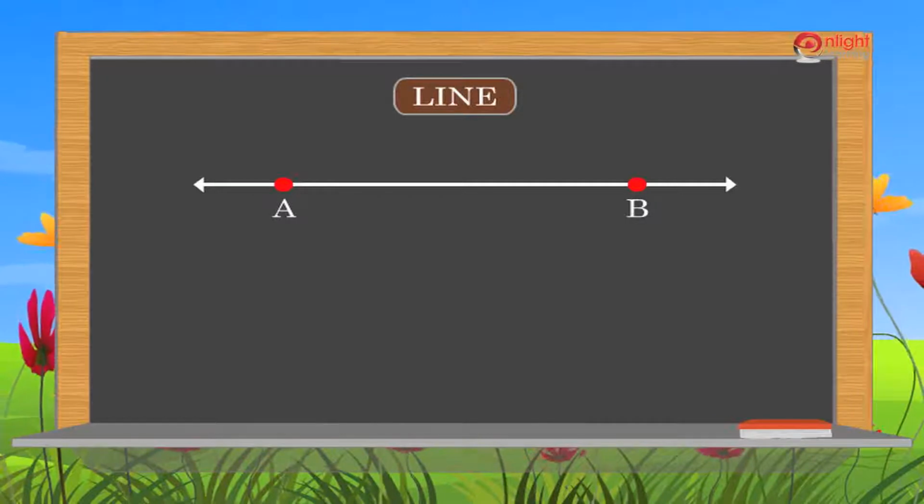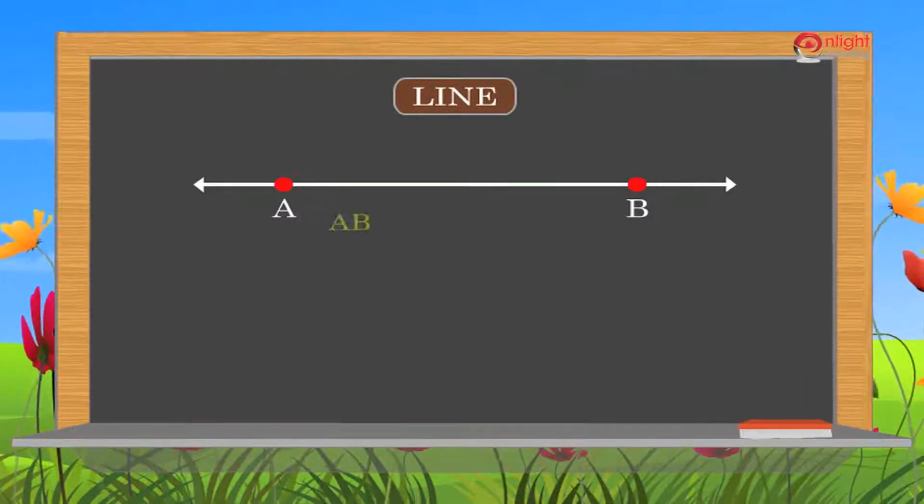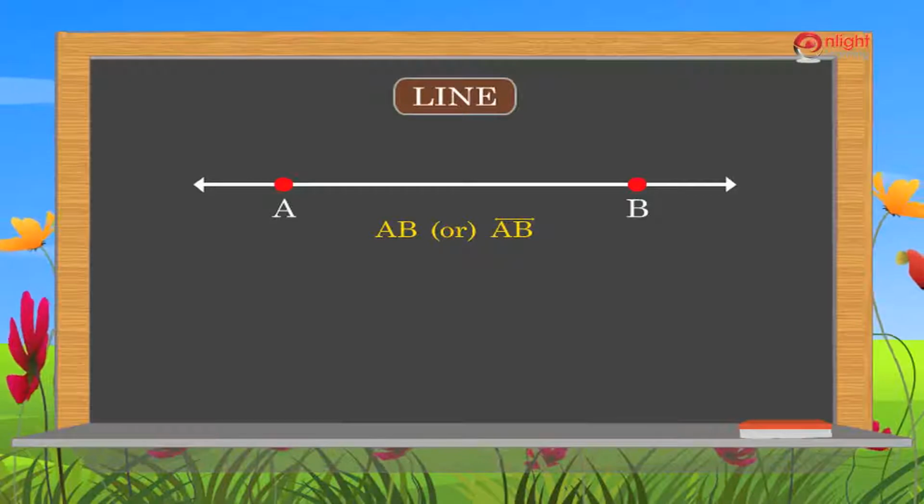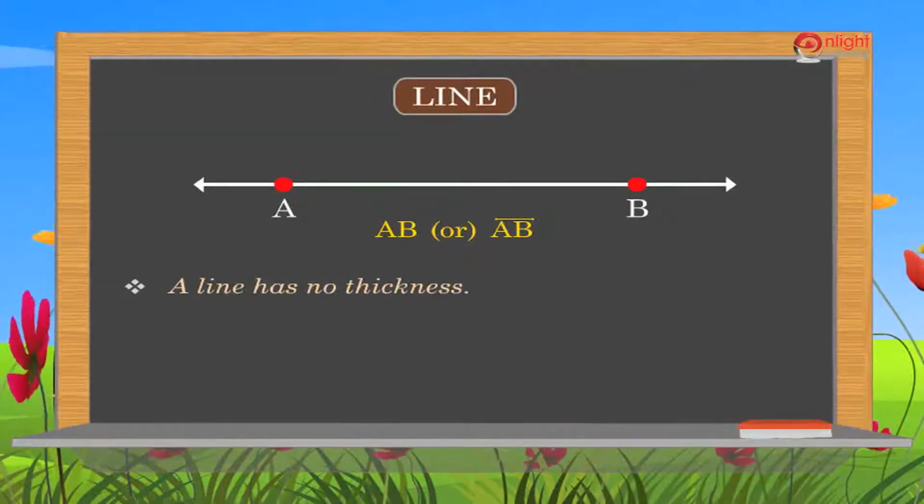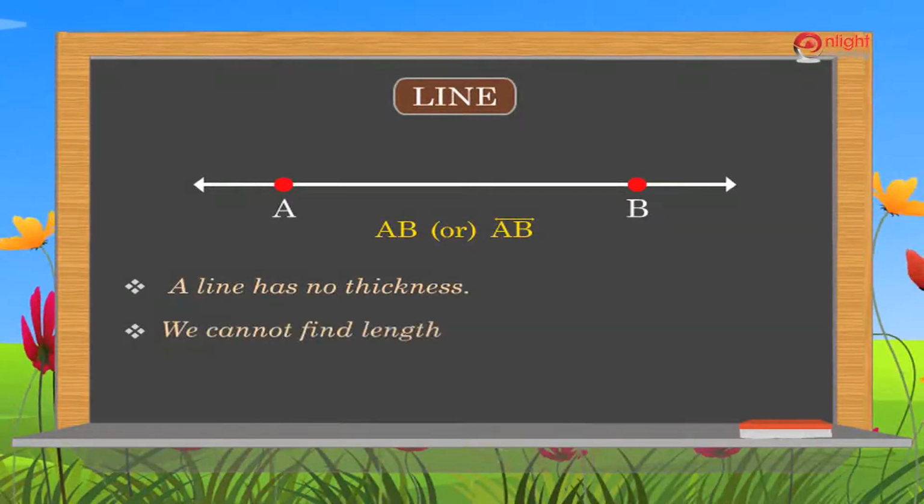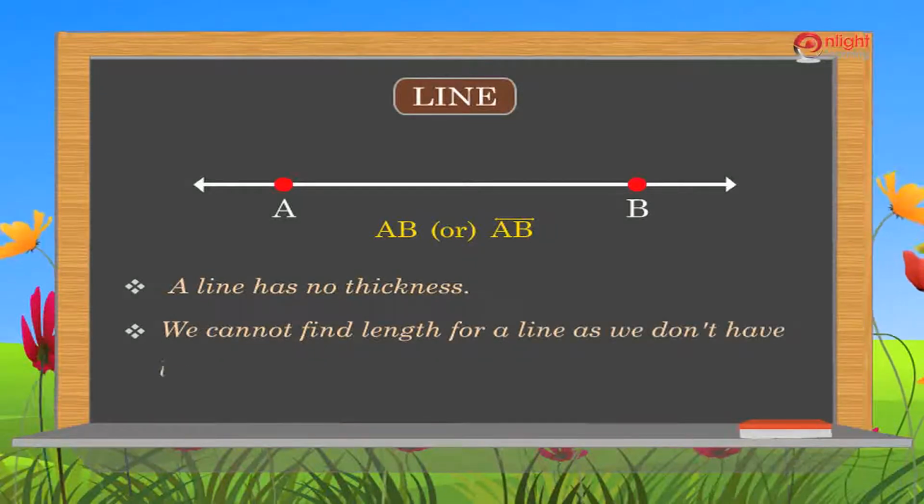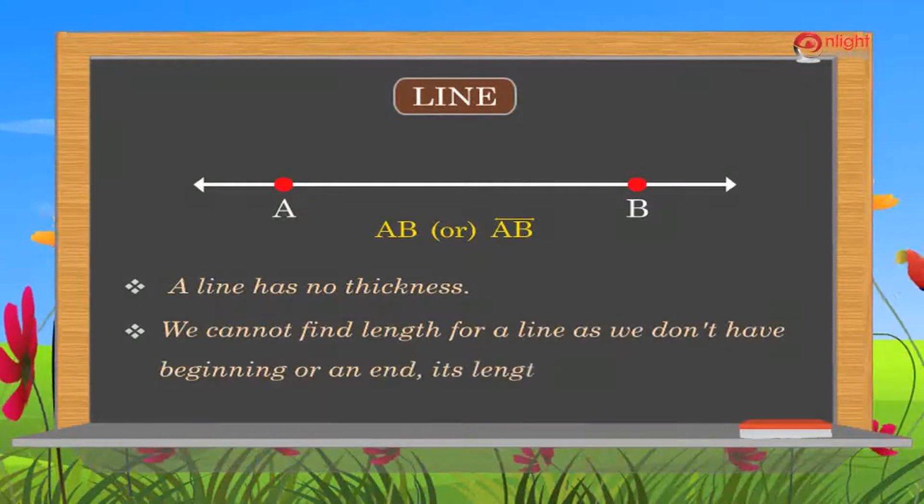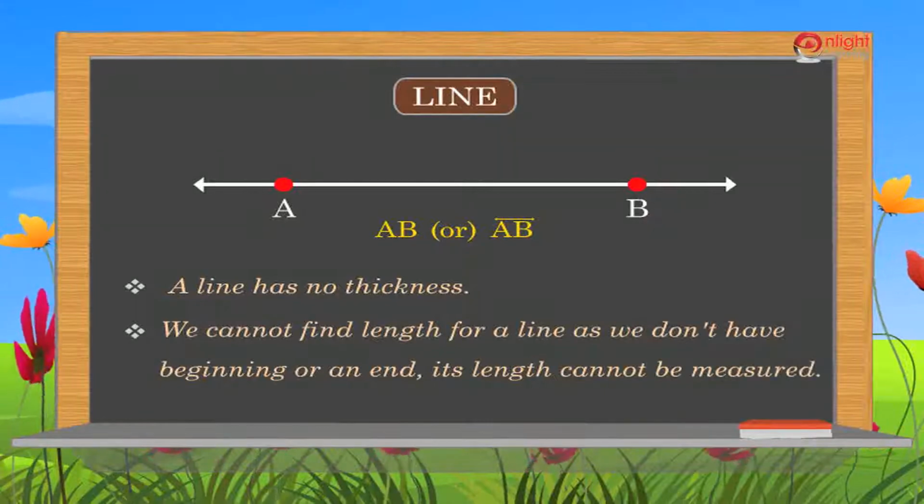A line can be represented as AB. A line has no thickness. We cannot find the length of a line as it has no beginning or an end. Its length cannot be measured.